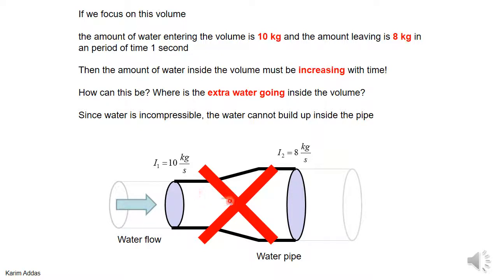The water will prefer to exit here rather than being compressed. And so there's not going to be any buildup of water inside this volume. So this cannot be the case. You can't have the current here bigger than the current here.